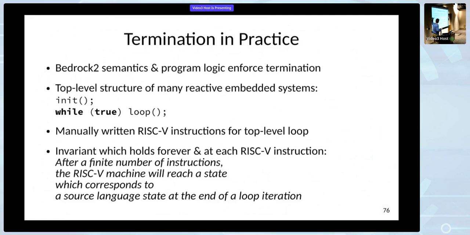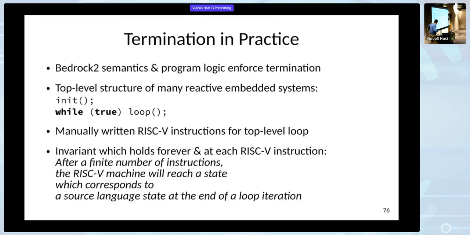We first init and then just loop through handling one event. That's basically as fancy as it gets in our world. And for this one, I just manually wrote a few RISC-V instructions that jump back and forth here, and proved it at the RISC-V level without using the Omnisemantics judgment, but only the small-step one.